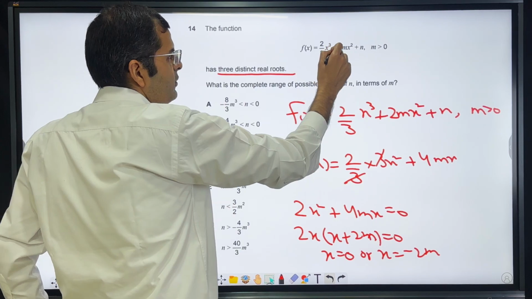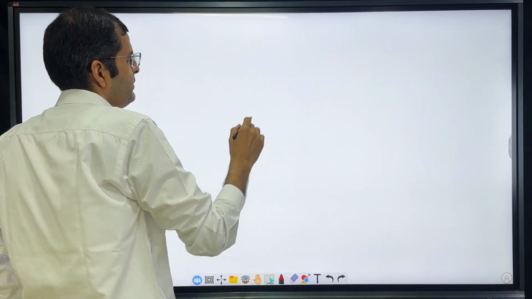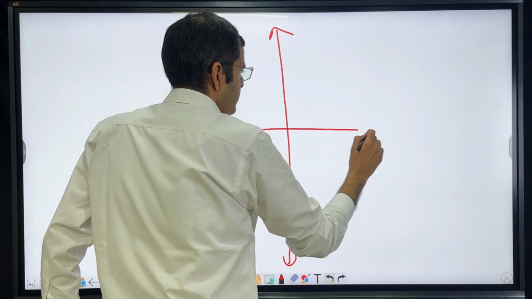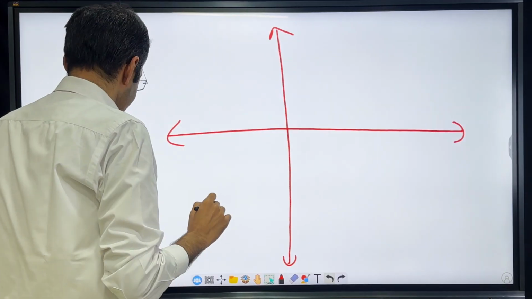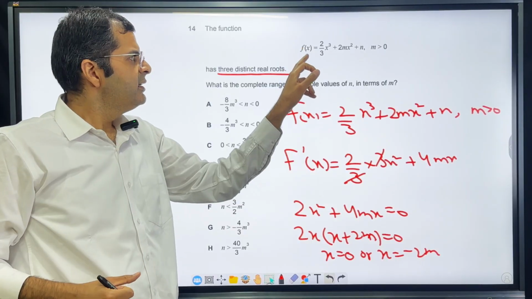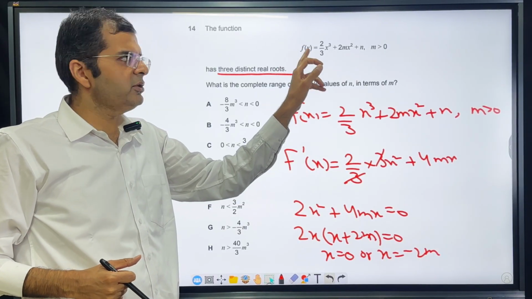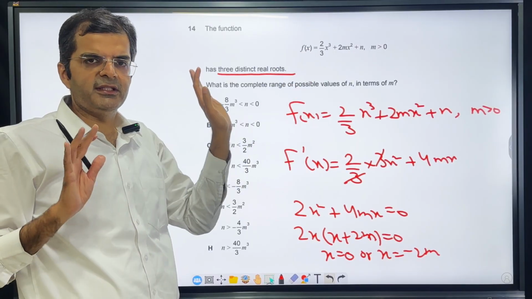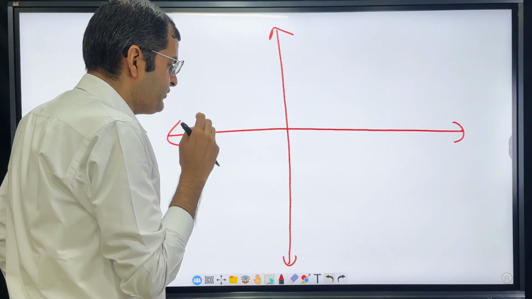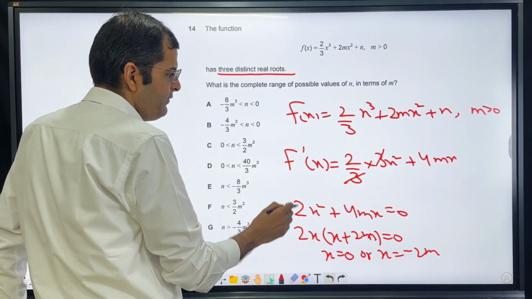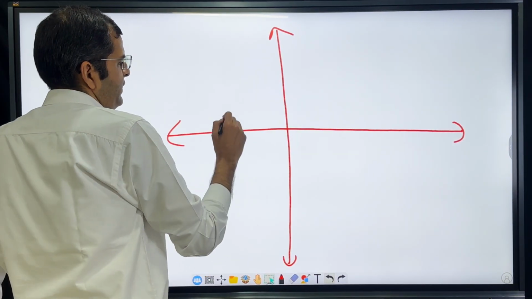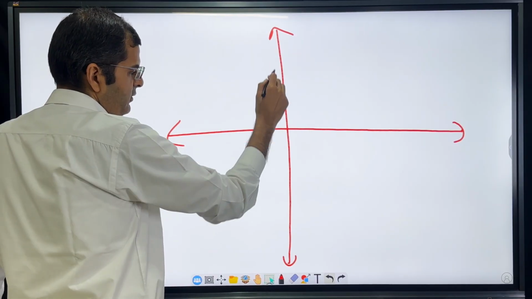Now here x cube has a positive coefficient 2 by 3. That means when x touches positive infinity, f of x also touches positive infinity, because it's a positive coefficient of x cube. Also, when x touches negative infinity, f of x touches negative infinity. So with this knowledge, if I draw the graphs, I have two possibilities. Also, I know that f dash x is 0 at x equal to 0.